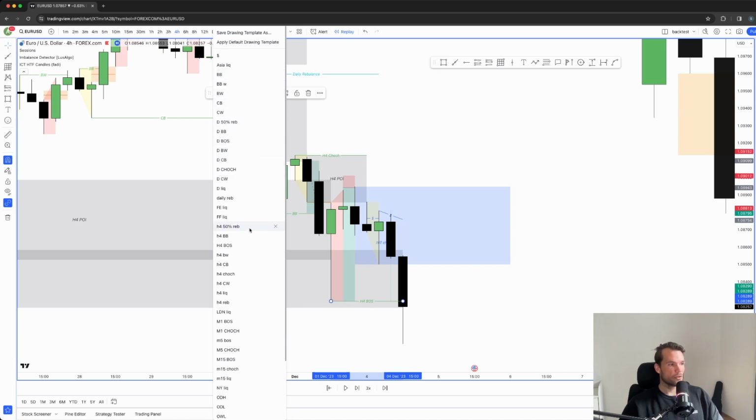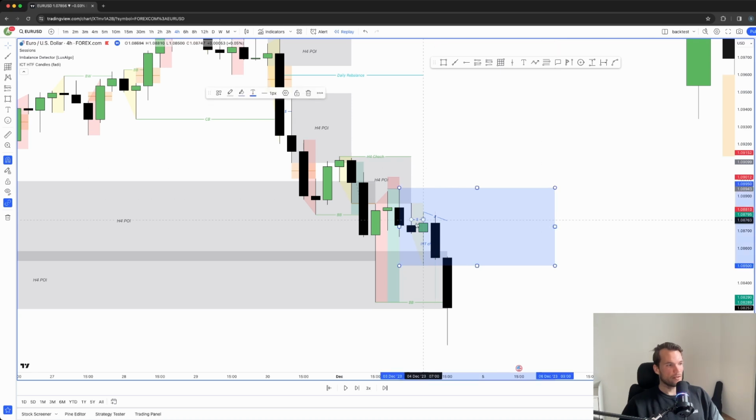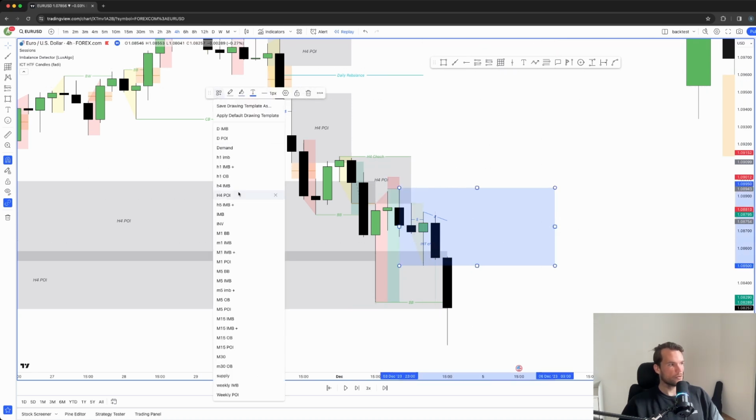H4 boss's body. I'm not looking on the 15. It hasn't really revealed anything. We know this is happening. What I'm going to explain to you is why this would be the whole H4 POI.